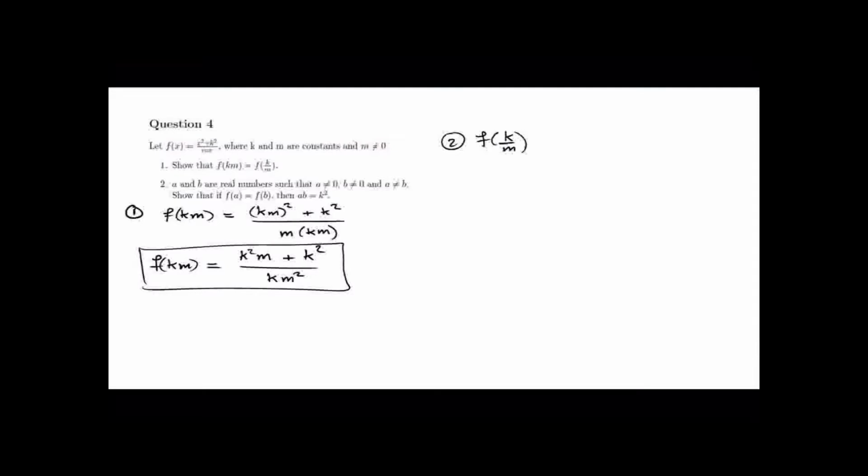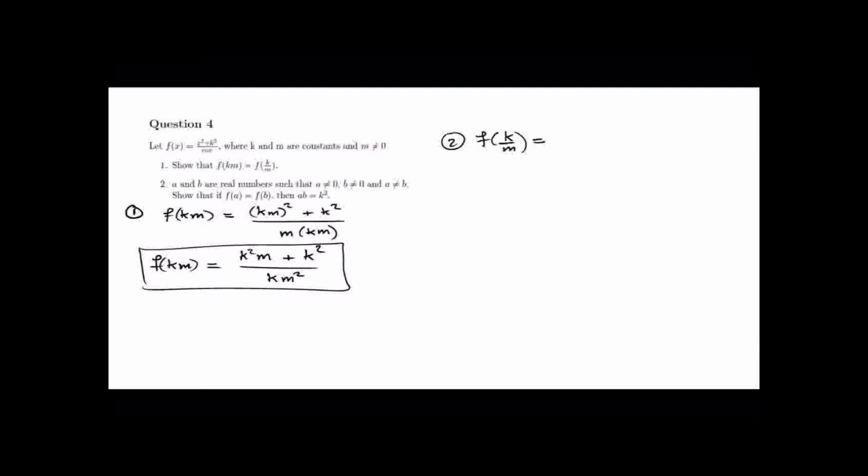So f of km equals, if I square km, I get k squared m squared plus k squared over, on the bottom line, km squared. So that's the first part done anyway. F of km is equal to that. Now secondly over here, I'm going to work out what f of k over m is. And because it's a fraction, this is probably going to be just a little bit trickier.